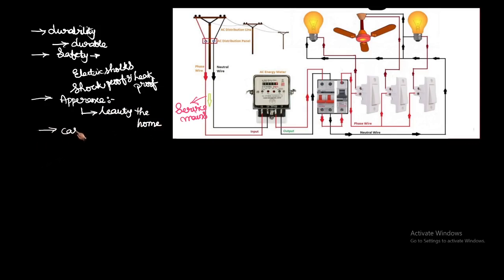Next, cost. Cost is also very important. The cost should be within the limits of the consumer, so the consumer should be satisfied with the cost of the wiring system. The wire quality will affect the cost. And MCBs, all these hardware components should be cost effective for the consumer finally. That should also be maintained.